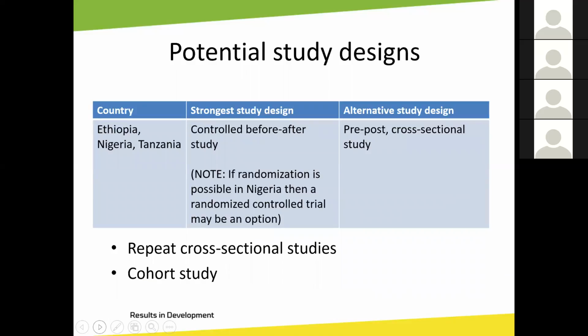a pre-post study. Most of these designs would involve a cross-sectional survey at baseline and a cross-sectional survey at endline. We do also have an option of doing a cohort study where we recruit girls at baseline and follow them up till endline. And that is an option that we will consider. Next slide, please.